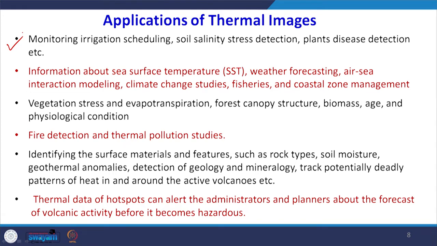Fire detection. In case of a fire, the temperature will rise, so these thermal images are found to be very, very useful to detect the fire. Thermal pollution kind of study, wherever there is a thermal pollution, the temperature will definitely change with respect to the surroundings. We can identify the surface material which has a slightly different temperature as compared to the surroundings, and that could be the rock, soils, geology, minerals.